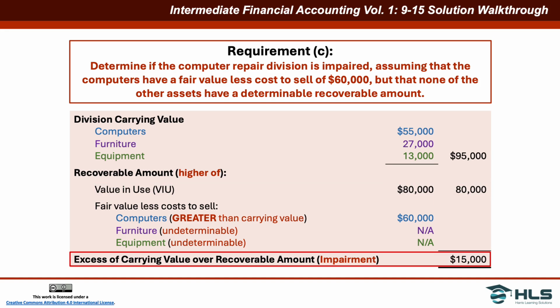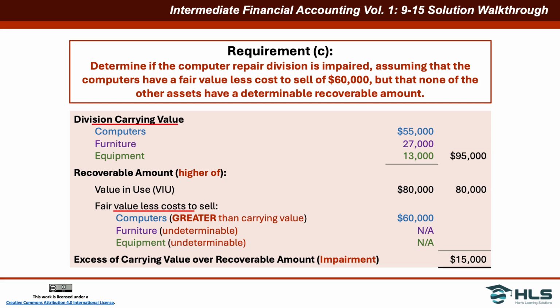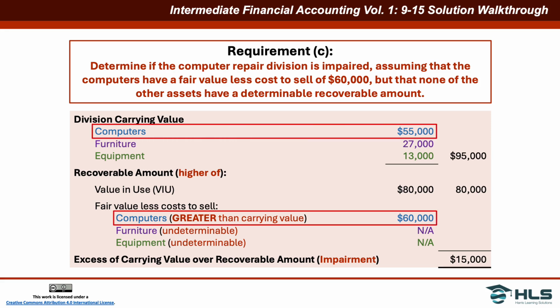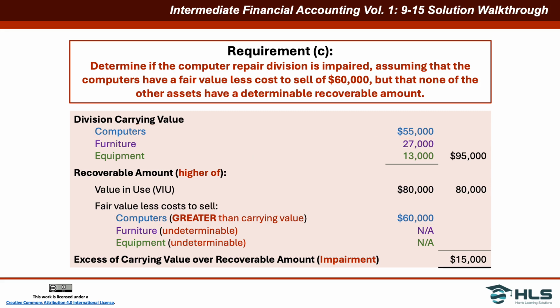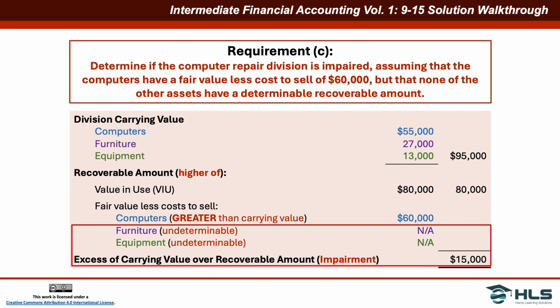The question now becomes, how do we allocate that $15,000 amongst the various assets within the cash generating unit? Well, the first thing to note here is that when we just look at the computers, we see that the carrying value of the computers is less than the fair value less cost to sell, or that the fair value less cost to sell is greater than the carrying value. Therefore, the computers are not impaired. This $15,000 impairment then relates to the equipment and furniture only.